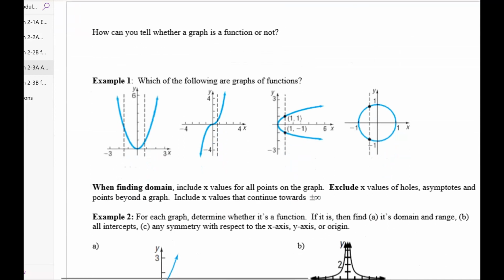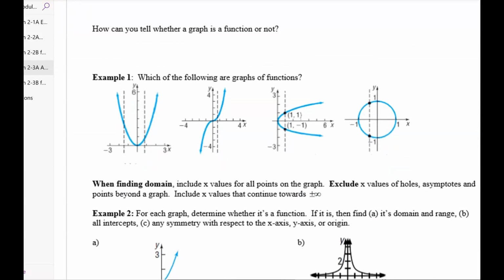Okay, let's do the second part here. So how can you tell whether a graph is a function or not? Hopefully you guys remember the vertical line test. And that just means as long as no vertical line crosses the function at more than one point, it's a function. So here, if you look, they show you 2 vertical lines in the diagram, there's no vertical line that will cross more than one. So this is a function.